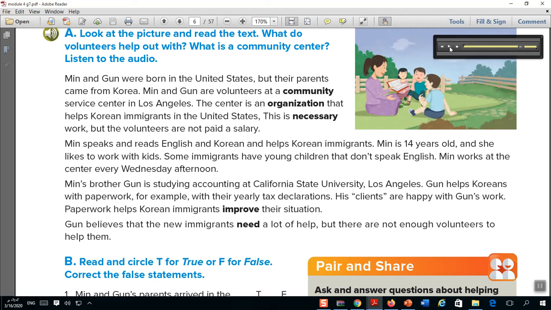For number 4, what does Gun study? Gun is Min's brother. You're going to find here that Gun is studying accounting. The person who is studying accounting is an accountant, which is muhasib in Arabic. Gun is studying accounting at California State University, so he is studying accounting.